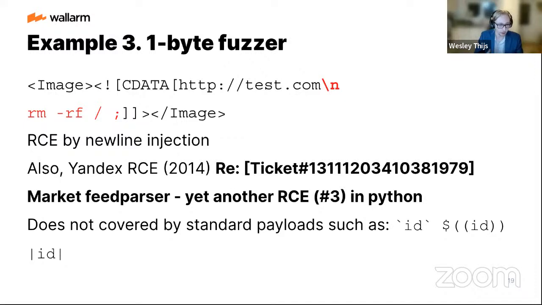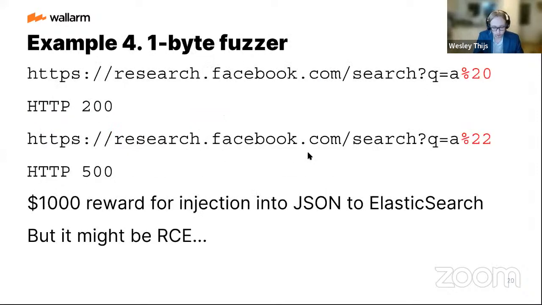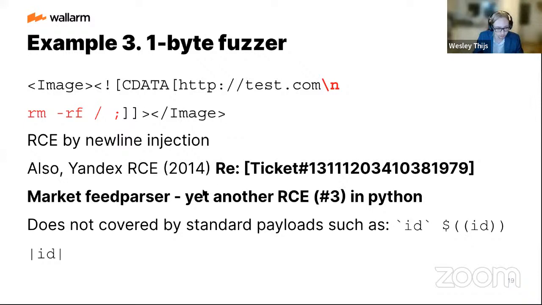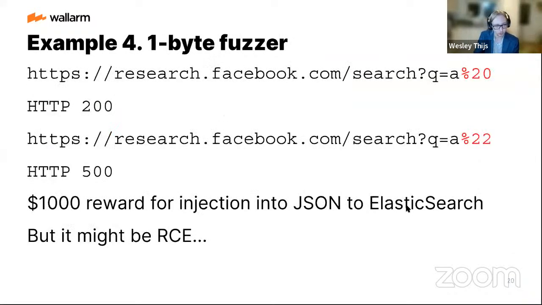Another fuzzing method that we can do is we can try to do command execution as well, remote command execution by new line injection. So as you can see right here, this has been also known as the Yandex RCE, and there's a specific ticket about that as well, so you can look more into that. And in here, this is the market feed parser. It's another RCE in Python, and it's not covered by standard payloads as this, but it is covered by the new line injection that we see right here. So that's also an interesting fuzzing technique that we can use, of course.